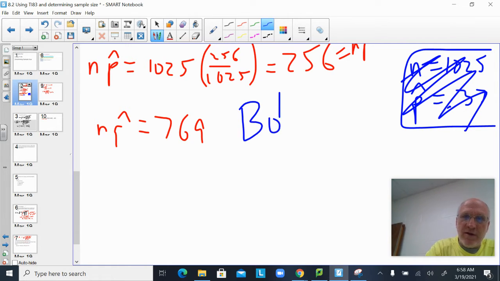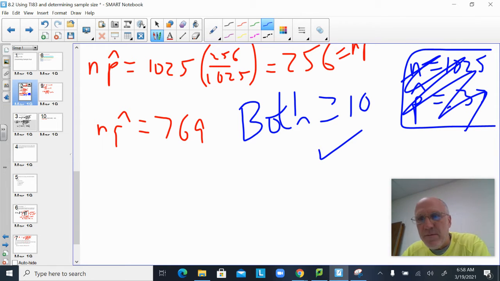and you have to write this on your answer. Those are both at least 10. So all my conditions have been met. It's random because it told us. It's independent because the population is at least 10 times bigger than the sample size, and it's approximately normal because NP hat and NQ hat are both at least 10. So we're done with the assumptions.